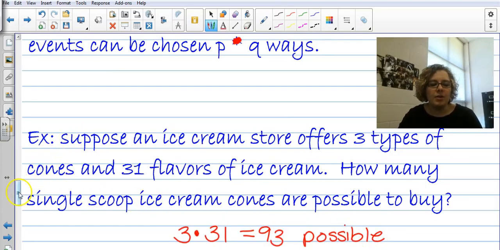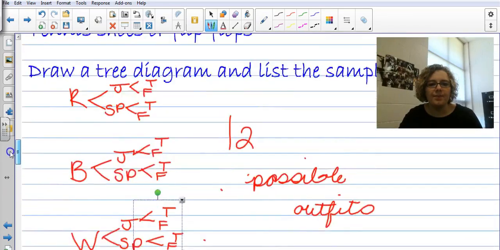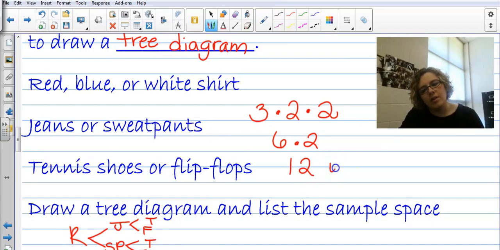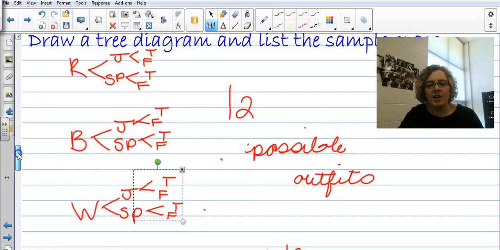Let's go back up to our clothes option. I had a choice between 3 shirts, 2 pants, and 2 shoes. 3 times 2 is 6. 6 times 2 is 12. And when you did your tree diagram, you got 12.